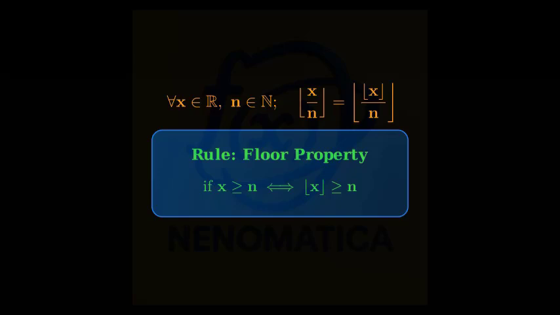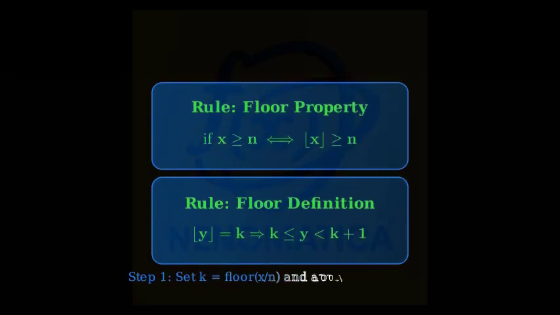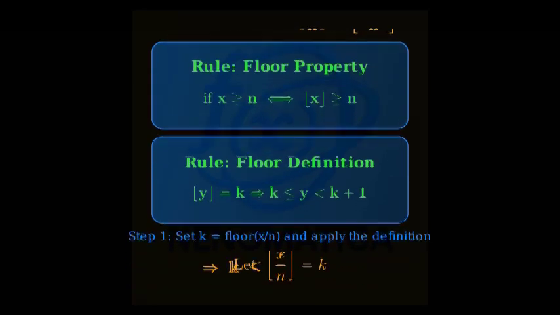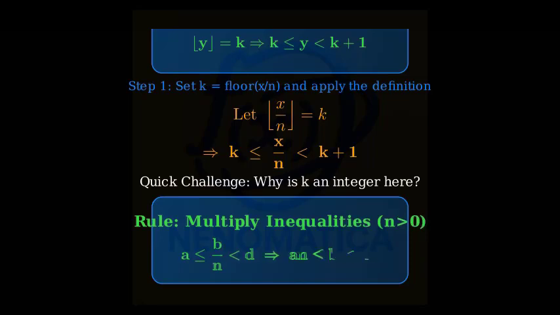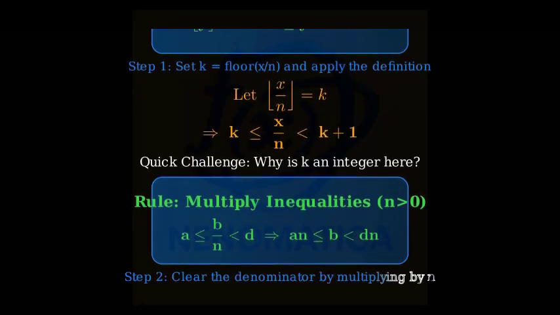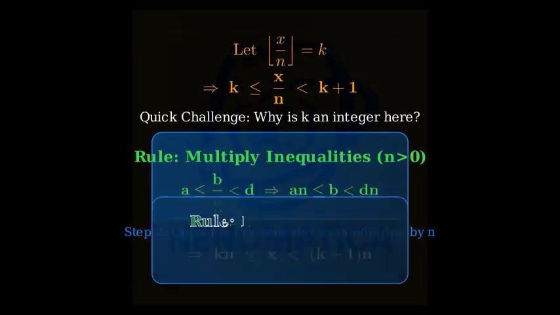Step 1. We start by letting k be the floor of x over n. By the definition of the floor function, k is the greatest integer less than or equal to x over n, which gives the double inequality k, less than or equal to x over n, and strictly less than k plus 1. Step 2. Since n is a natural number, it is positive. We can multiply the entire inequality by n without changing the direction of the inequality signs. This clears the denominator.